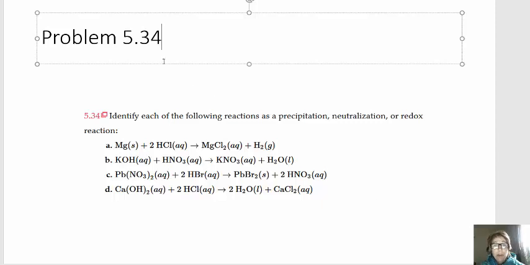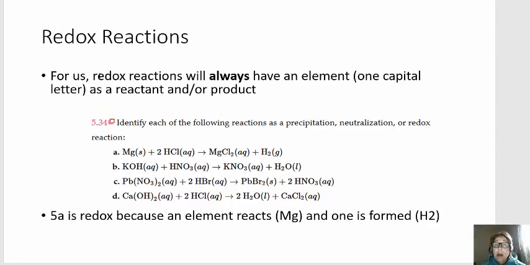Let's look at problem 5.34. Identify each of the following reactions as precipitation, neutralization, or redox. So let's review the criteria for this in reverse order. For us, we will be able to identify a redox reaction because there will always be an element either as a reactant and/or an element that is produced.